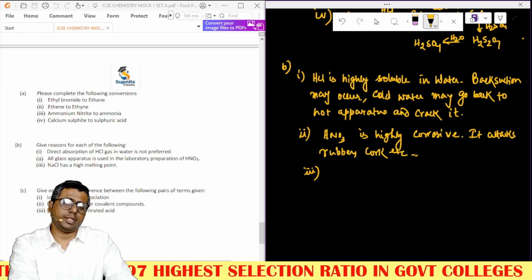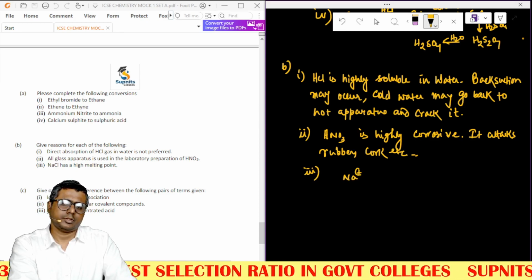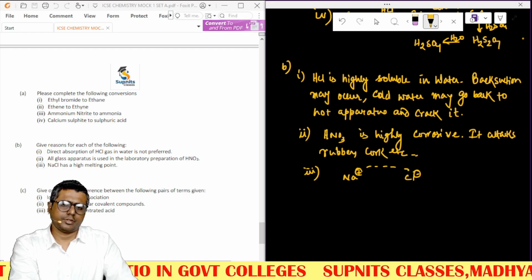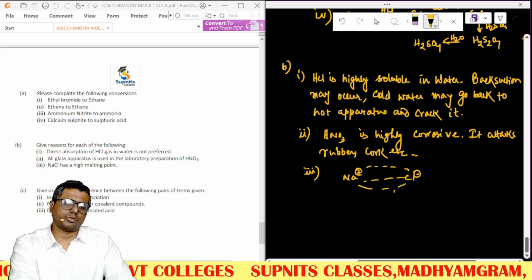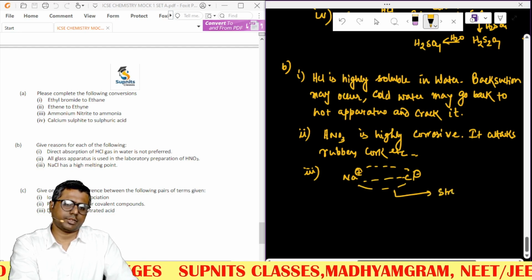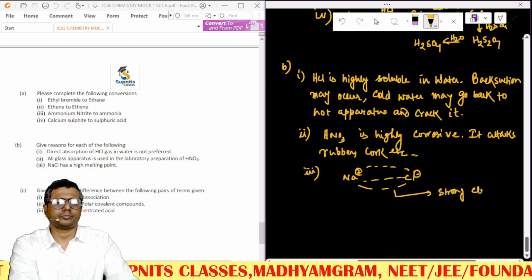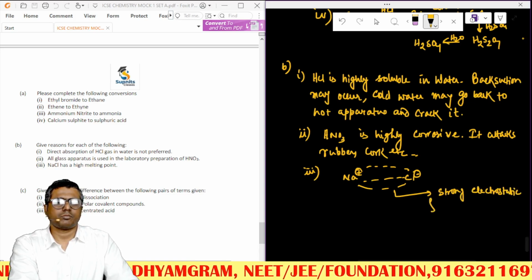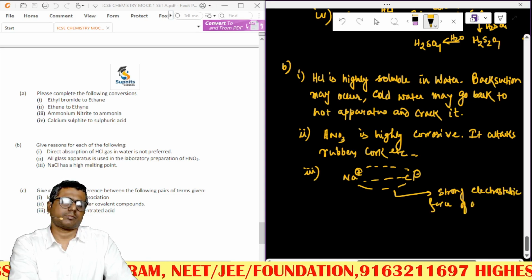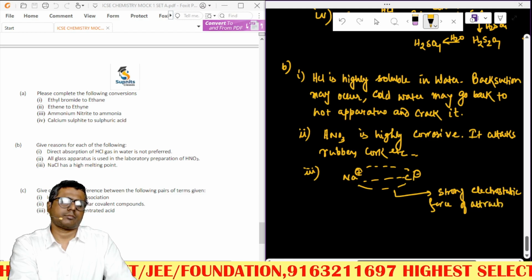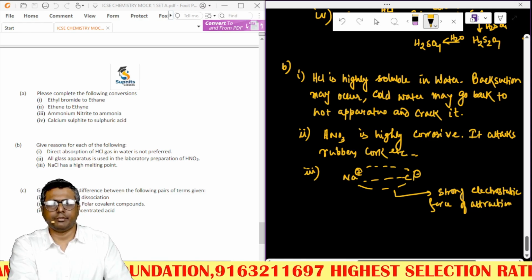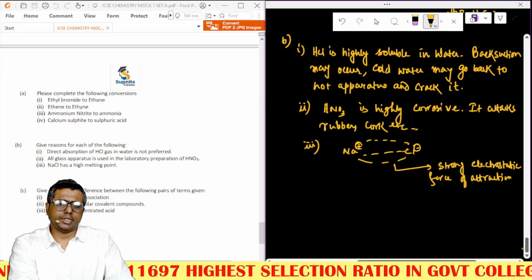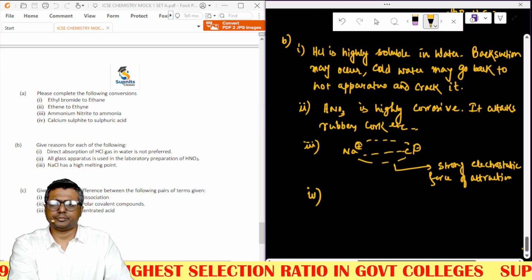NaCl has a high melting point. In NaCl, Na plus and Cl minus are bound by a strong electrostatic force of attraction. So to break it, definitely you have to give a lot of energy, hence it has a high melting point.